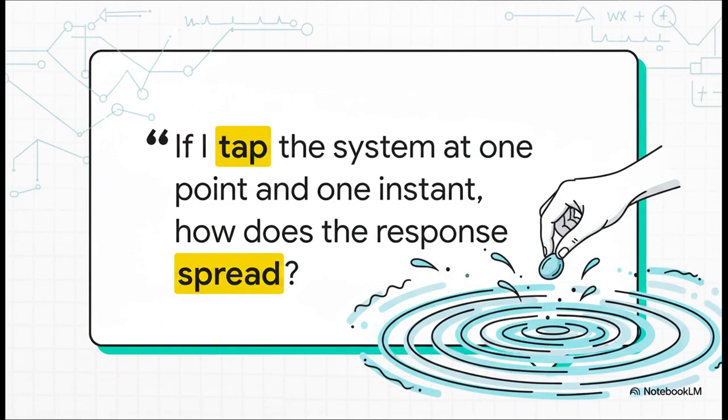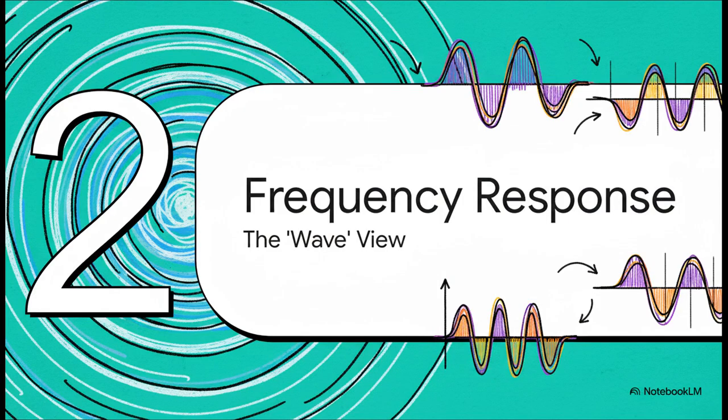This question just perfectly captures the whole idea. Imagine dropping a single pebble into a perfectly still pond. The Green's function is the description of that spreading ripple. It's the system's complete, total reaction to one single, sharp event. So that's the pebble in a pond view.